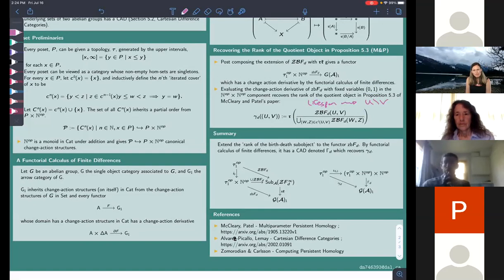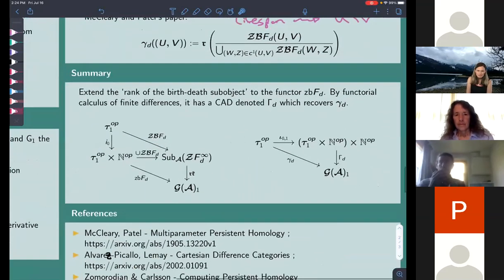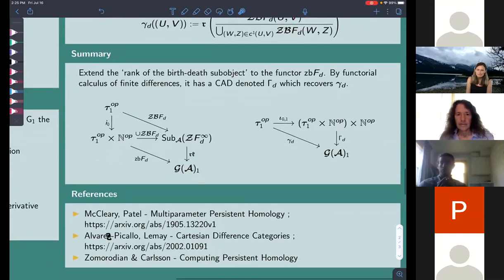So to summarize, you start with McCleary and Patel's birth-death subobject functor. You extend it by taking unions over all these iterated covers. Then you post-compose with rank, and then this composite has a change action derivative given by this thing. And if you post-compose with an inclusion that fixes the two variables here, you recover the rank of the quotient object that McCleary and Patel defined. And that is what I have. Thank you.